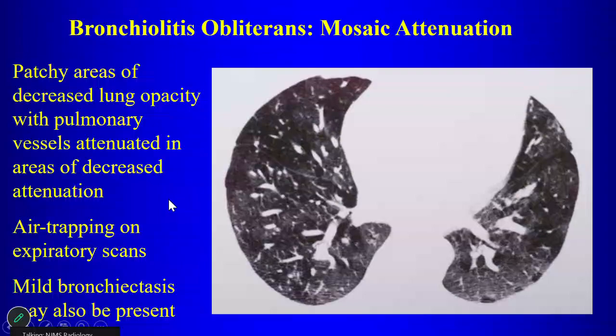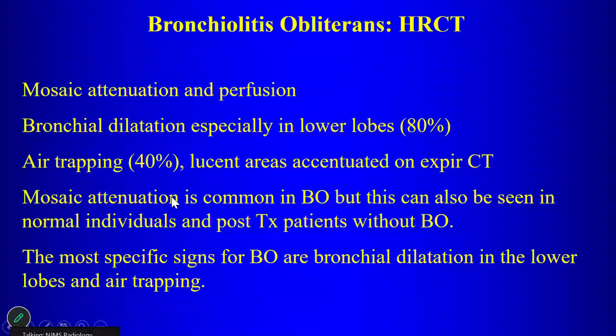You might also have mild bronchiectasis in patients with bronchiolitis obliterans. So we'll see mosaic attenuation and mosaic perfusion. You might have some mild bronchial dilatation in the lower lobes. Look for air trapping, mosaic attenuation, right?